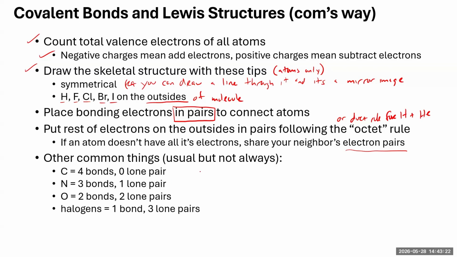Other common things, but not always: carbon is going to have 4 bonds, 0 lone pairs, and we'll tell you what lone pairs are in a little bit. Nitrogen has 3 bonds with 1 lone pair, and we'll just call them lone electrons. Oxygen will have two bonds with two lone pairs. Halogens, which are fluorine, chlorine, bromine, iodine, will have one bond with three lone pairs of electrons. It's a very complicated list, I know, but you can do it if you practice. So let's just start doing these to get some practice at them.